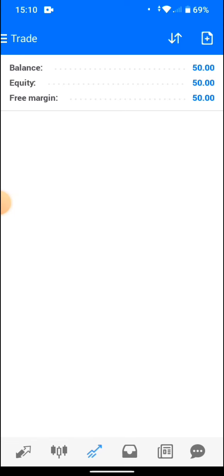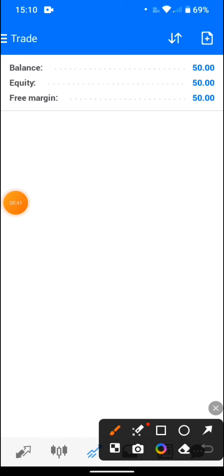So let's come to the final type of market structure. As I mentioned, we basically have three types of market structure. We have what we call the sideways market structure.